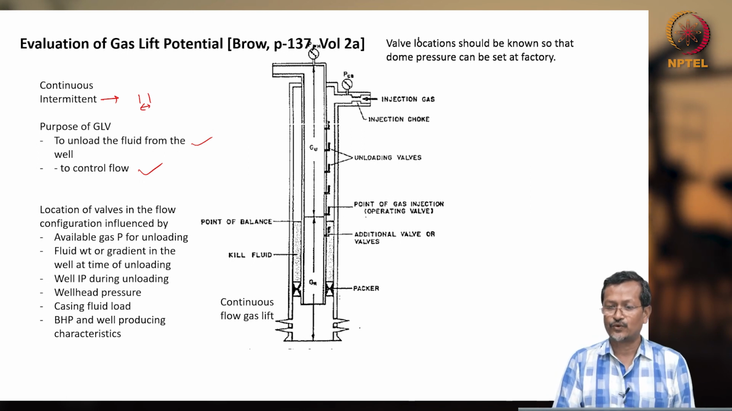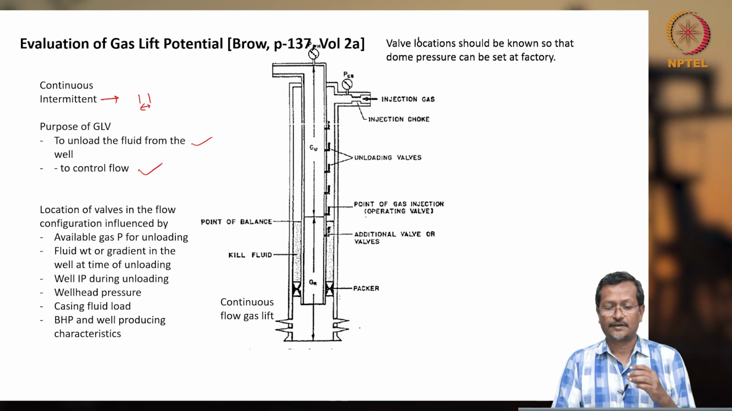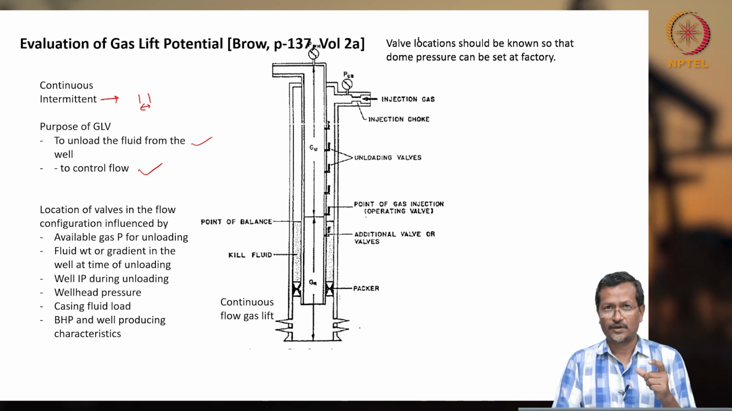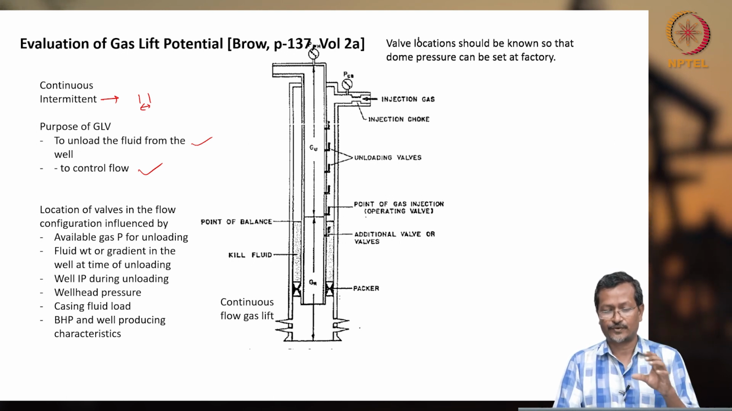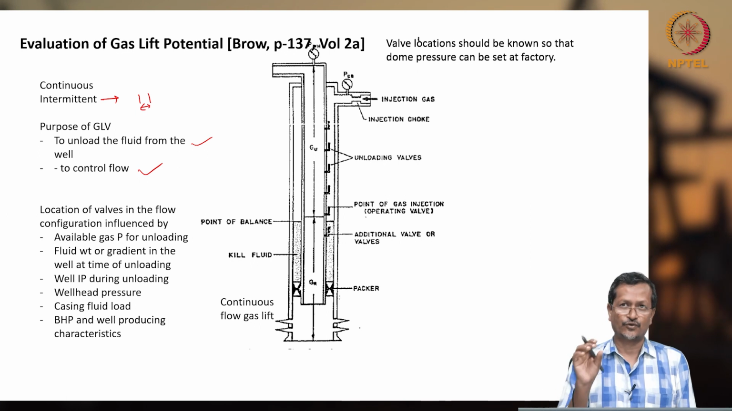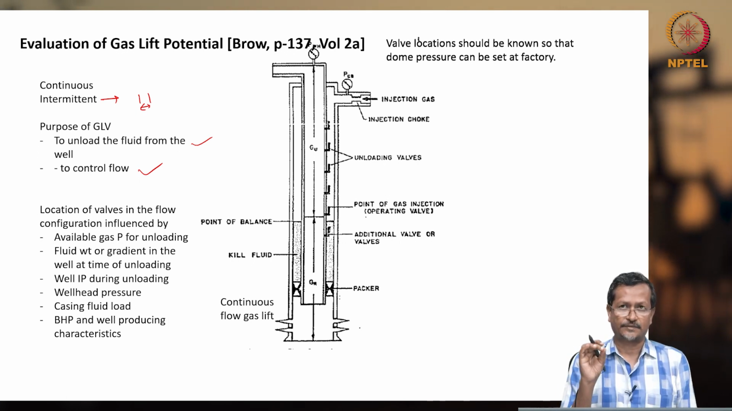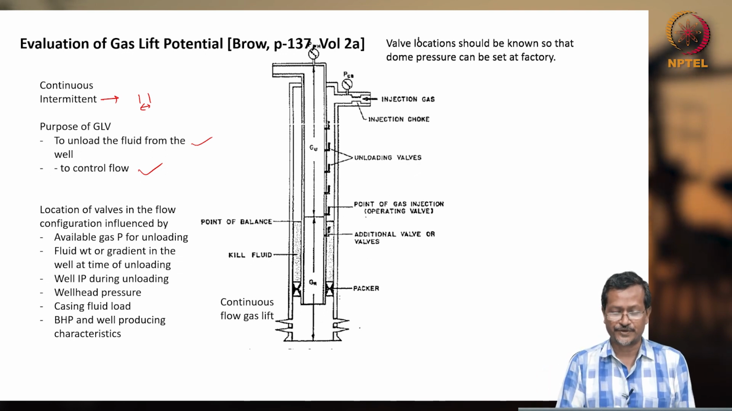Valve location should be known so that the dome pressure can be set at the factory. Before setting up your gas lift valve, you have to know where you are putting it, and what the fluid density and wellbore characteristics will be, so that your dome pressure can be selected, especially if you are selecting a balanced pressure valve. In that case, it is completely controlled by dome pressure only.